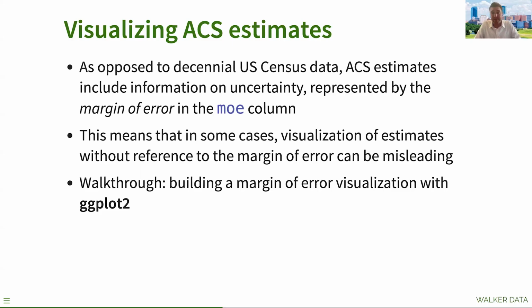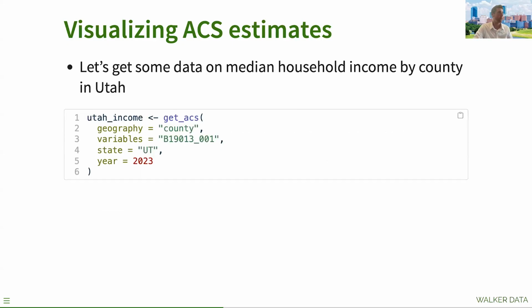And I totally get that. I want to walk you through an example that illustrates how to communicate this information while still communicating uncertainty. So let's do a walkthrough building a margin of error visualization with ggplot2. This is one of my favorite types of visualizations. I do cover it in the tidycensus documentation and in my book. I want to step you through how it works here.